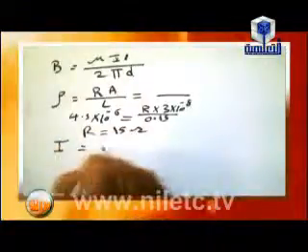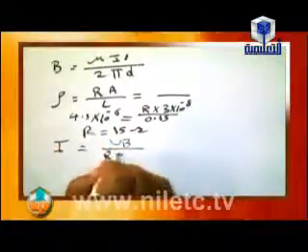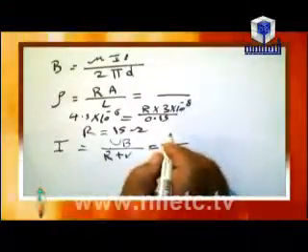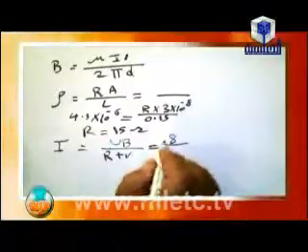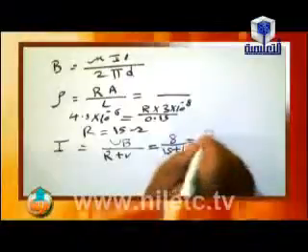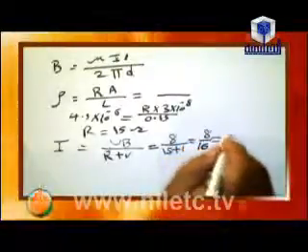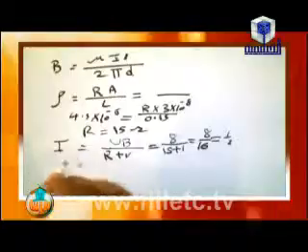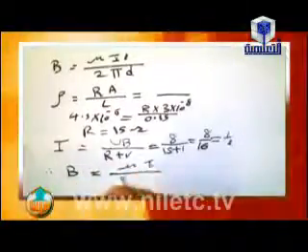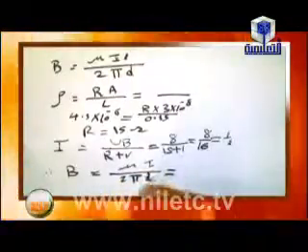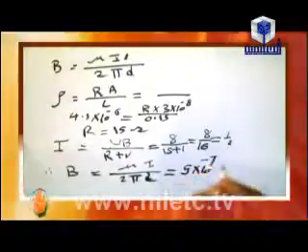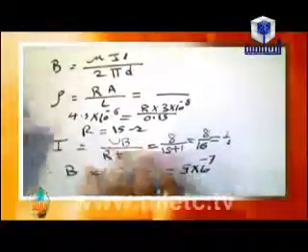Then we find the current intensity. I equals VB over R plus r. Then I equals 8 over 15 plus 1, which is equal to 8 over 16, which is equal to half ampere. Then we find the magnetic flux density. B equals mu I over 2 pi D, which is equal to 5 times 10 power negative 7 Weber per meter square, or Tesla.